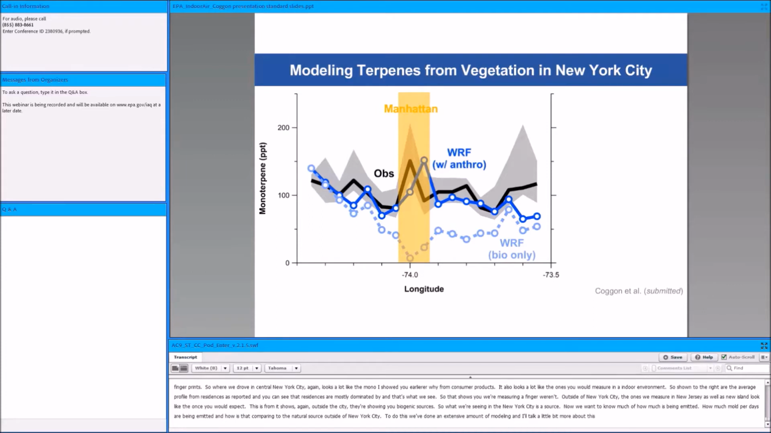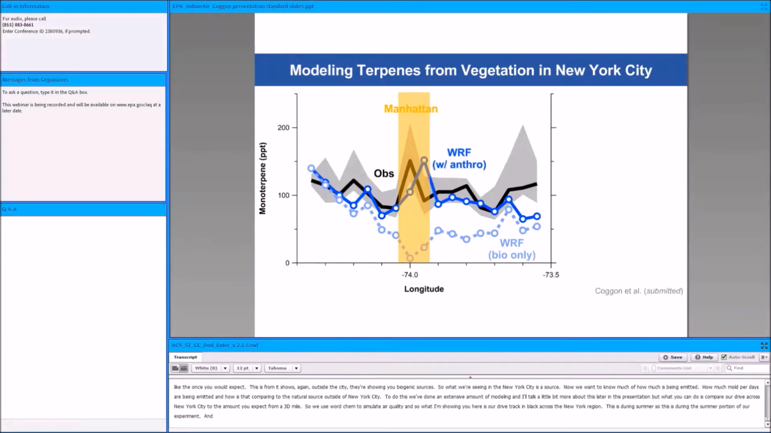But what you can do is compare our drive across New York City to the amount of monoterpenes that you expect from a 3D model. So we use WRF-Chem to simulate air quality. What I'm showing you here is our drive track in black across the New York region. This is during the summer portion of our experiment, and in yellow is Manhattan.